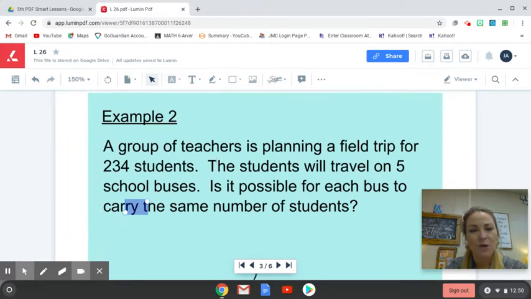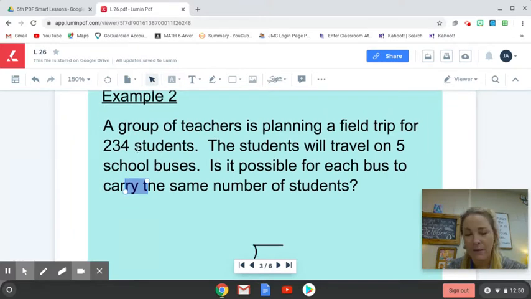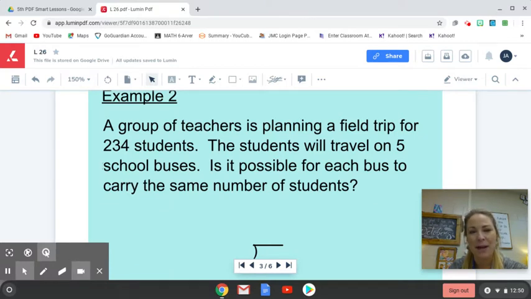A group of teachers is planning a field trip for 234 students. The students will travel on 5 school buses. Is it possible for each bus to carry the same number of students? So go ahead and get this problem set up, understanding which number is going to be your dividend, which one's your divisor, and go ahead and try this problem. Unpause the video when you're ready to check your work with mine.